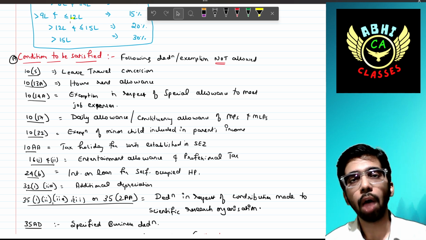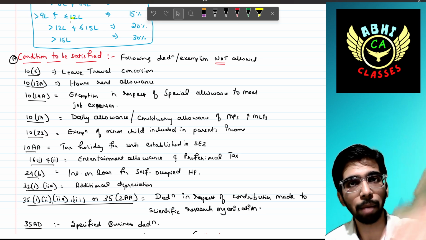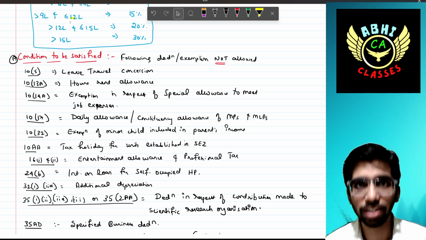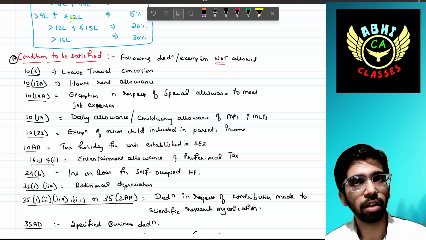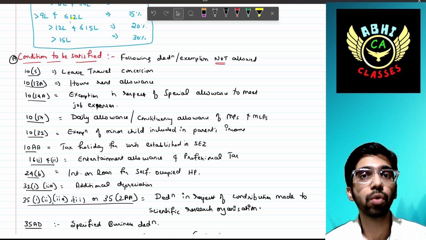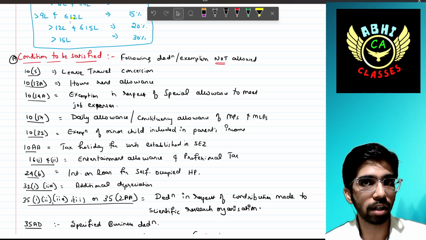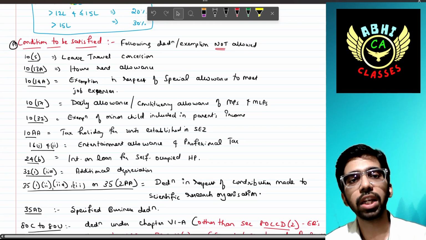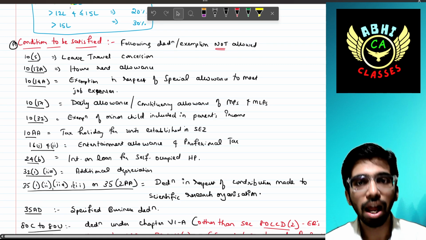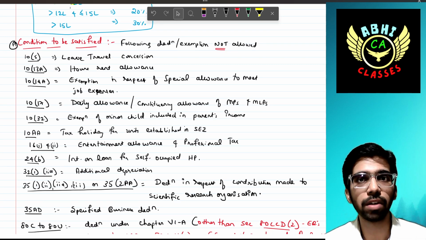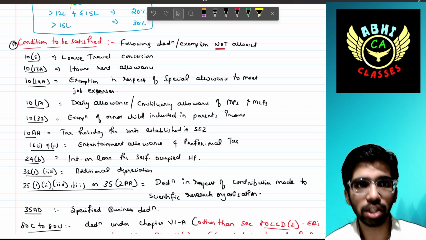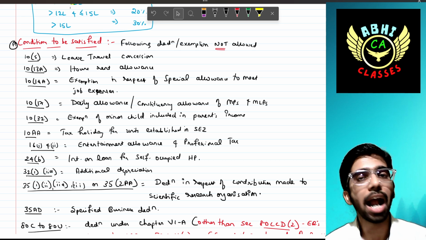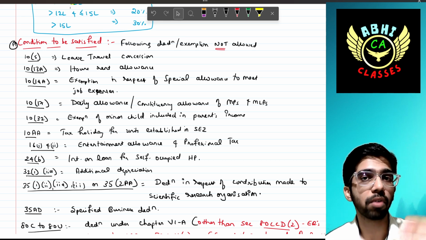If you want to opt for section 115BAC, the above-mentioned tax rate, then you need to forgo the tax exemptions. Next, section 10(13A), that is house rent allowance, that also you need to forgo if you opt for this section, which is 115BAC. Next, section 10(14)(i), exemption in respect of special allowances to meet job expenses, that also you need to forgo. Next is section 10(17), daily allowances and constituency allowances of MPs and MLAs, that also you need to forgo if you opt for this section.